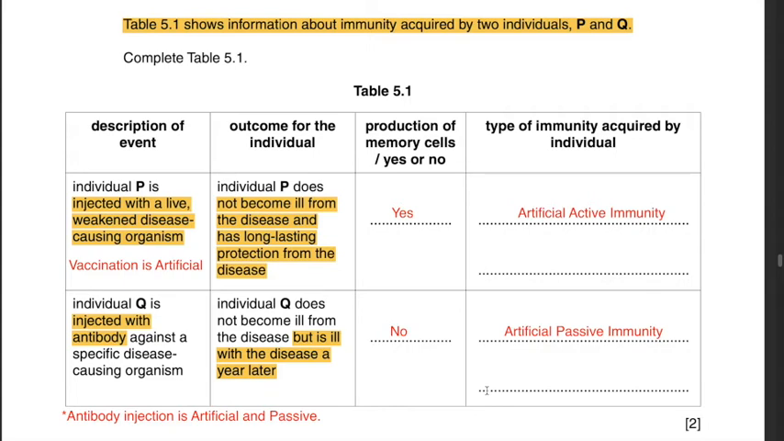Type of immunity would be artificial active immunity. Why artificial? Because it is a vaccination. Why active? Because the person does not become ill from the disease and has long-lasting protection. Let's look at the second event.